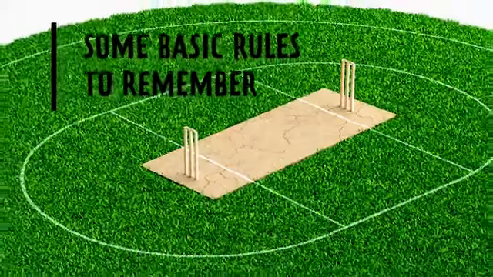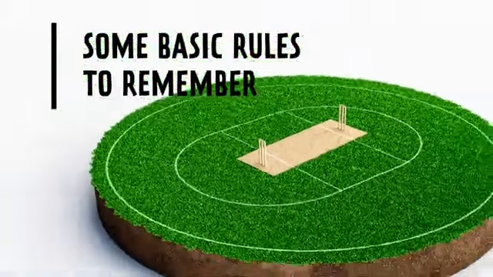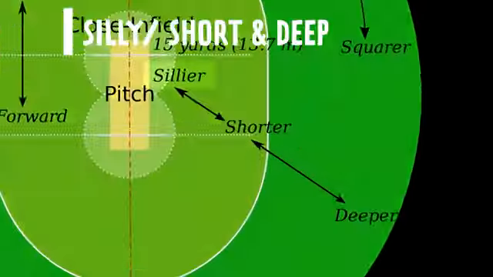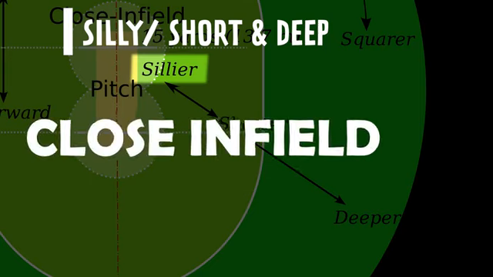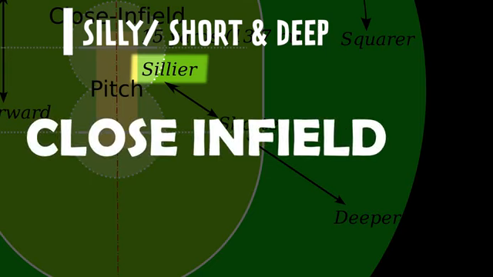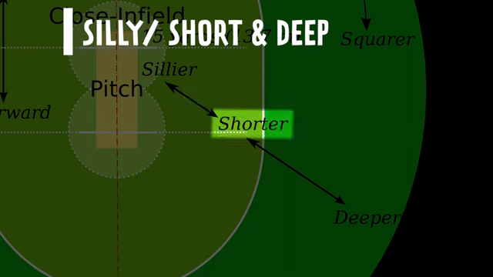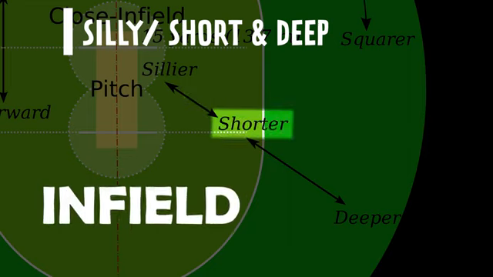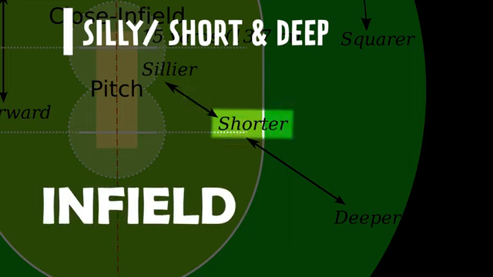You must also know some basic rules for naming a fielding position, which are: silly word is used for fielders who stand very close to the batsman in the close infield. Short word is used for the fielders in the close infield and at the 30-yard circle as well.